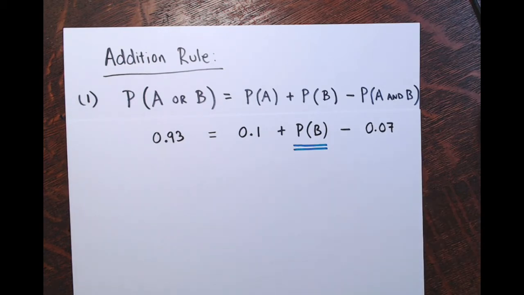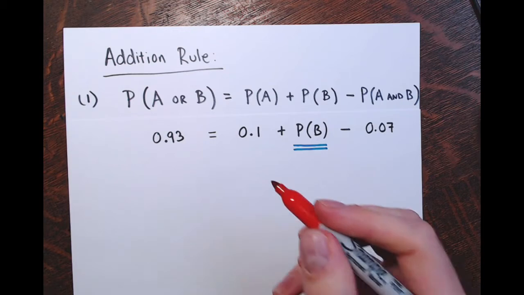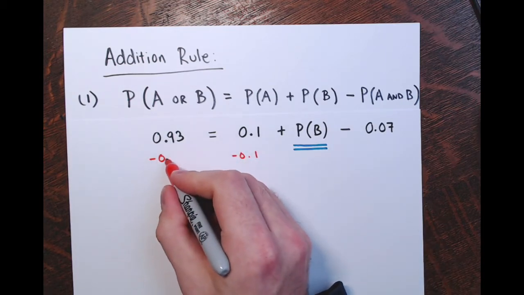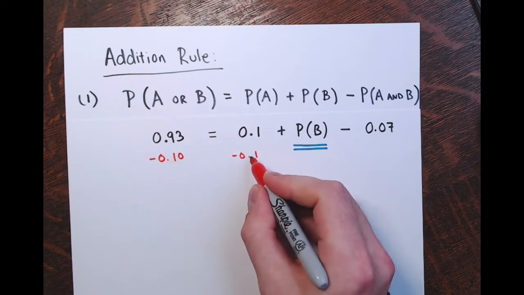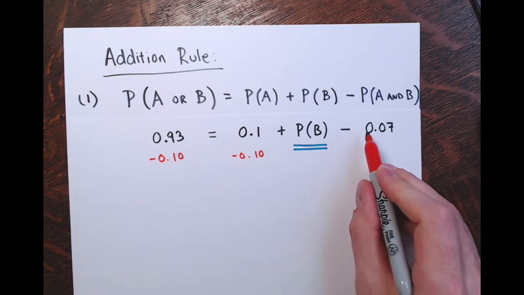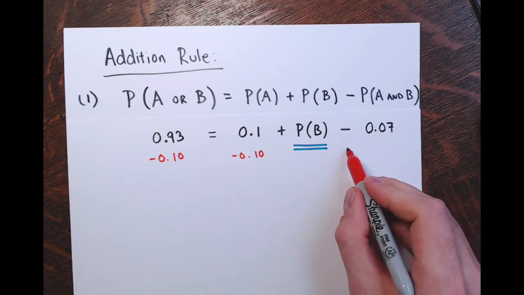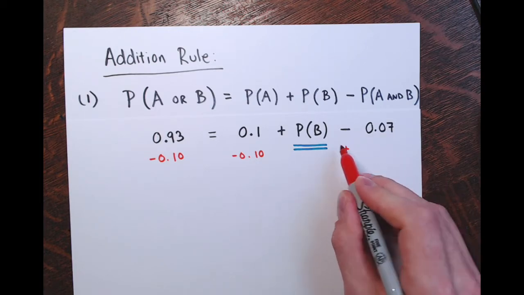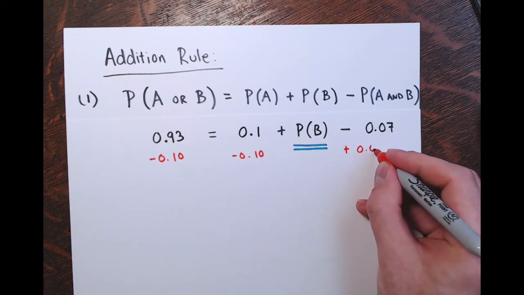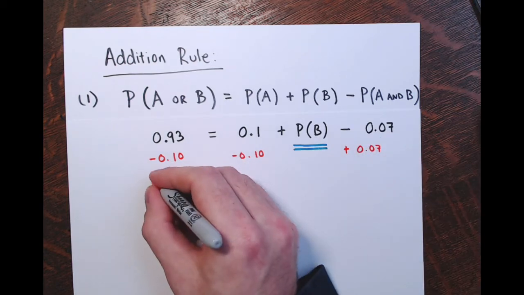To do that, just again some simple algebra. Just subtract 0.1 from both sides. Maybe I'll call it 0.10, so they're all at the same decimal point. And then I would add 0.07, because it's already negative, to get the probability of B alone. I add 0.07.